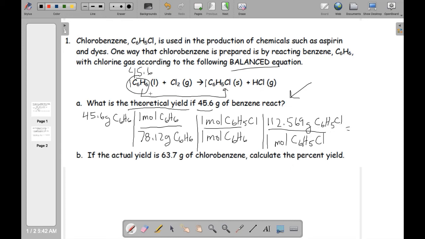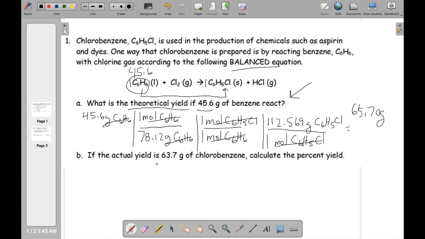Okay, let's see if our units cancel. Grams of benzene, moles of benzene, moles of benzene, moles of chlorobenzene, and I will end up with grams of chlorobenzene. So if I do this math, 45.6 divided by 78.12 times 112.569, I will end up with around 65.70 grams of chlorobenzene.